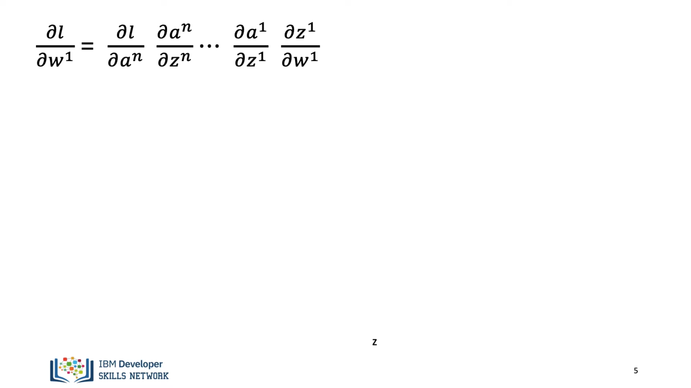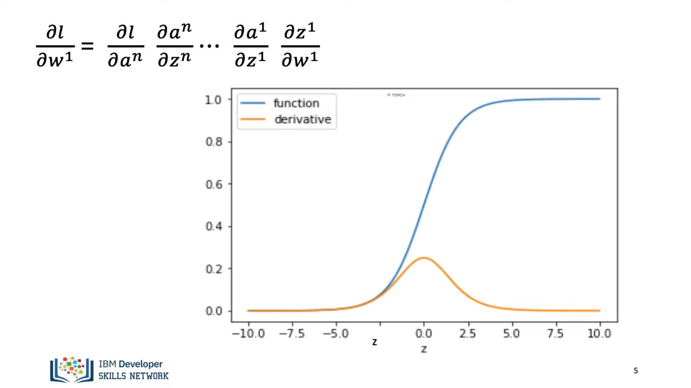If you recall from backpropagation, the derivative of loss with respect to the weight is given by the following mathematical function. The graph here shows the sigmoid function in blue and its derivative in orange. As the product includes the derivative of a bunch of sigmoid functions, this will contribute to the problem of the vanishing gradient, because the product of numbers less than 1 will tend towards 0.